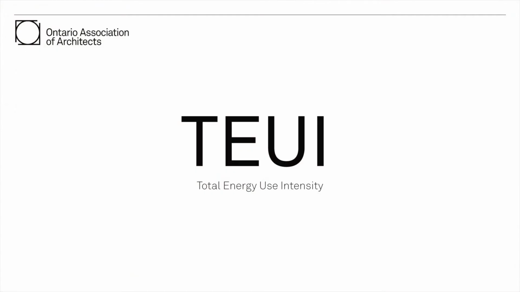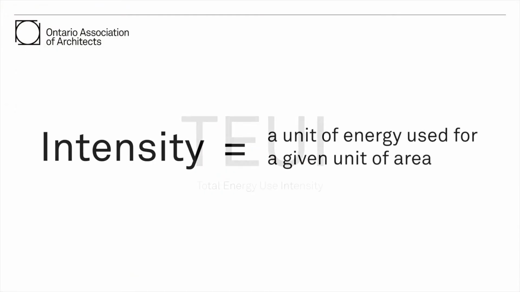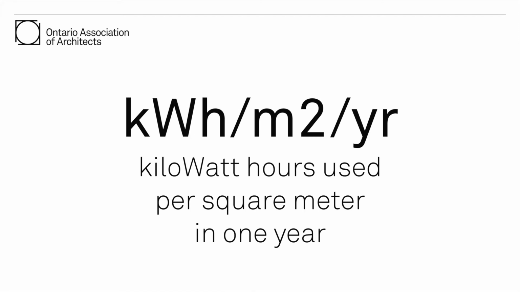TEUI stands for Total Energy Use Intensity, where intensity refers to a unit of energy used for a given unit of area. With this metric, TEUI calculation, our end result is kilowatt hours used per square meter in 1 year, written as kilowatt hours per meter squared per year, which has become a worldwide standard term. So let's get started and go to teui.ca.